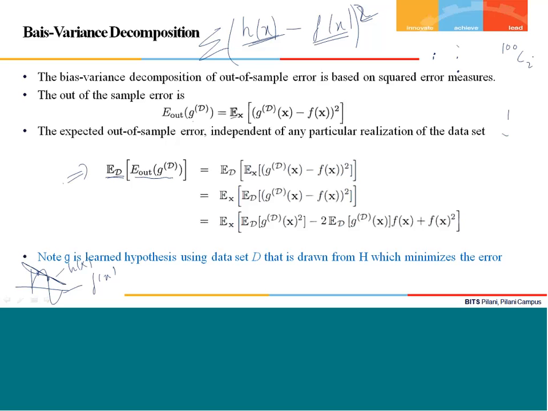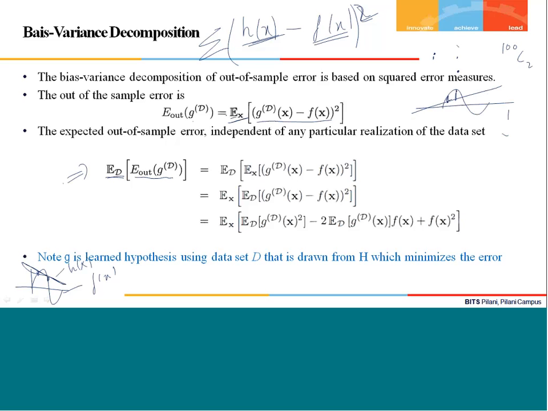Now, what is the expected value? What is the expected error on all these data sets at a time? Here it is saying that this is the error for a given X. What is the expected value for all X? For example, this is a function, this is my h(x), and for this X, this is the error. For this X, this is the error. What is the expected value? What is this E_x saying? It is saying what is the expected value for all X.